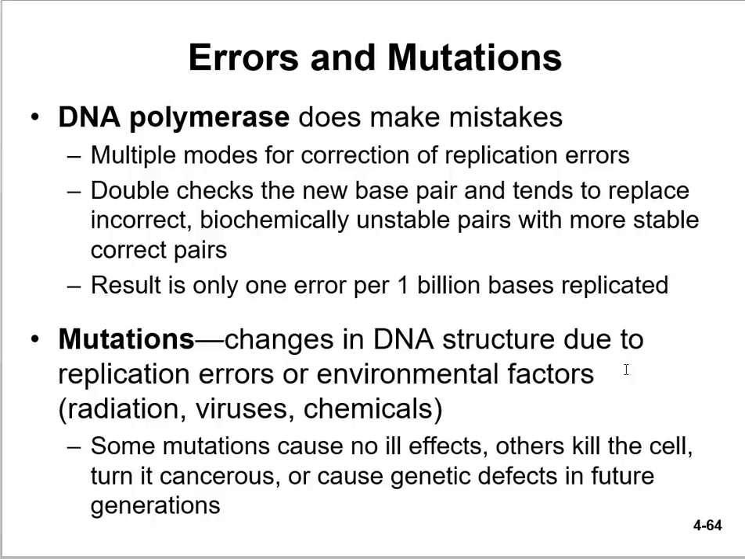Unfortunately, some of them are not caught. That's called a mutation. A mutation is a change in the DNA structure or the order of the A's, T's, C's, and G's due to replication errors or other environmental factors. Radiation, UV light, viruses, chemicals, pesticides, things like that can actually cause mutations as well. Some mutations can cause no ill effect, while others can kill the cell. Some can turn it cancerous, or some can cause genetic defects in future generations.